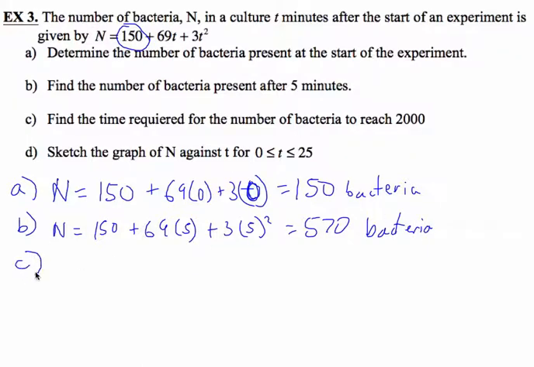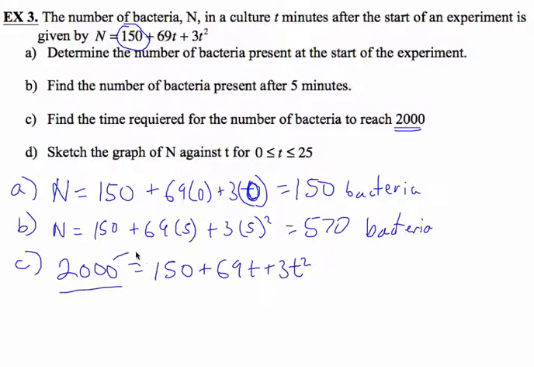Okay, part C, find the time required for the number of bacteria to reach 2000. So they give you the number of bacteria, so that's your N value. So 2000 equals 150 plus 69t plus 3t squared. So we need to solve for t here. So we need to solve the quadratic, and we need to get 0 on one side here. So this is coming to this side. 0 equals, so we're going to subtract 2000. And that's going to be negative 1850 plus 69t plus 3t squared.